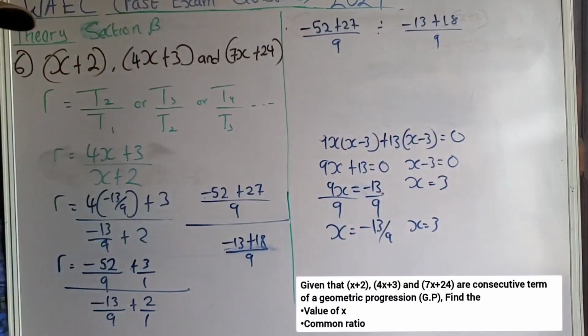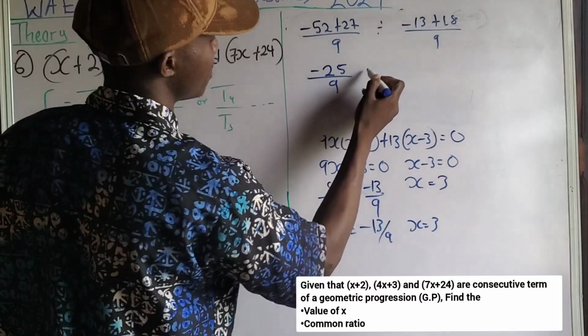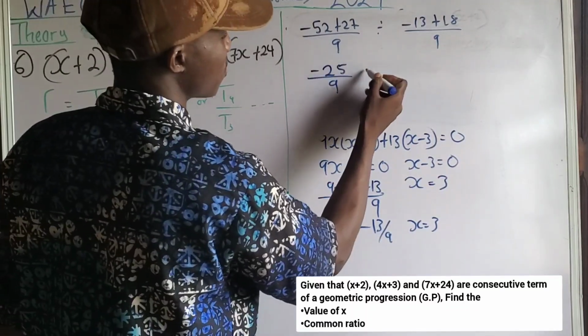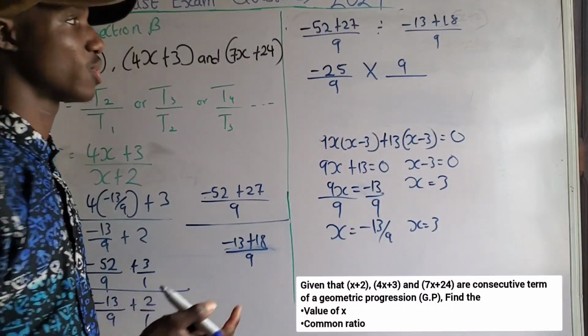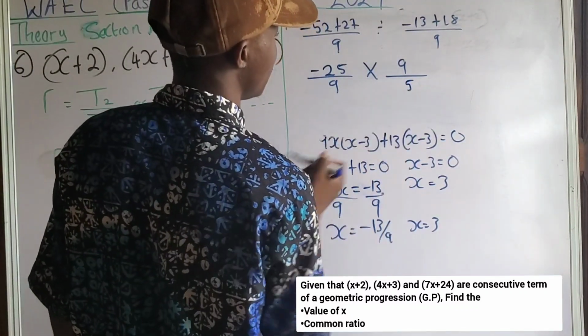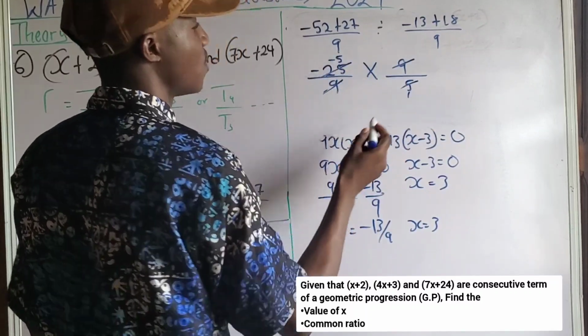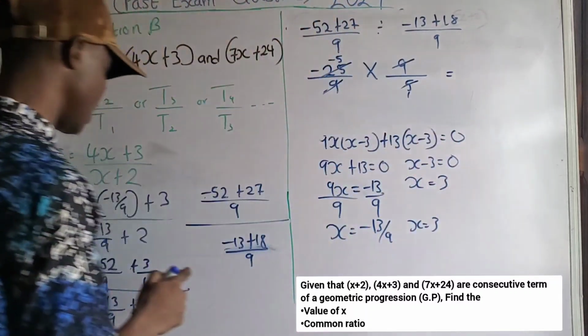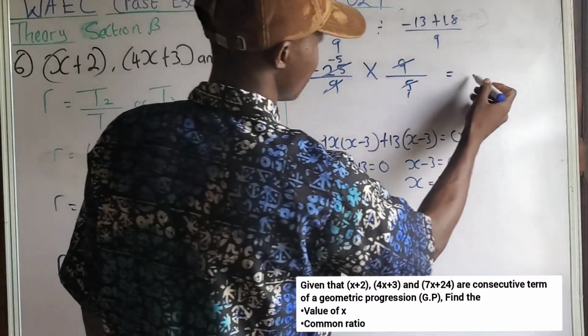You understand? Now, minus 52 plus 27, that is what? Minus 25. So I'm going to have minus 25 all over 9. Now, if you change this to a multiplication sign, you're going to have multiplied by 9 all over minus 13 plus 18. That is what? 5. So this over 5. Now, this 9 will cancel this 9, and this 5 here, negative 5. So the answer, when x is negative 13 over 9, the common ratio is minus 5.